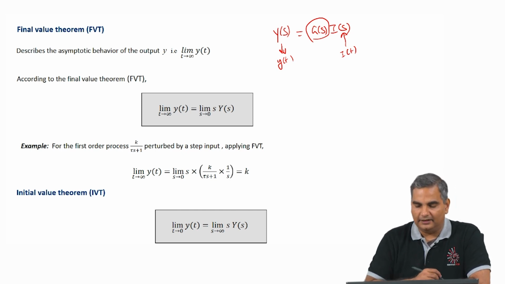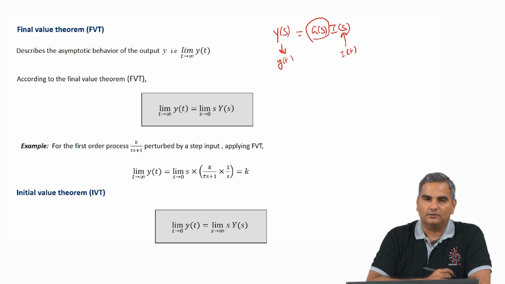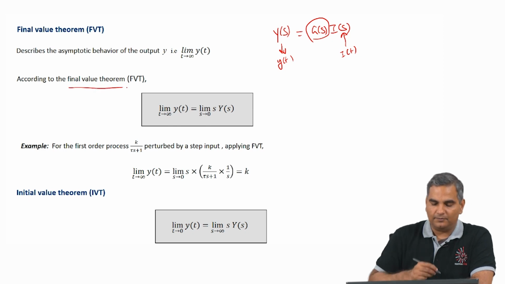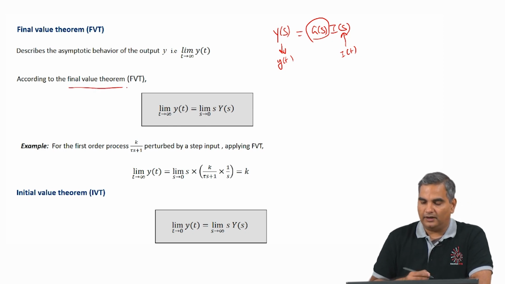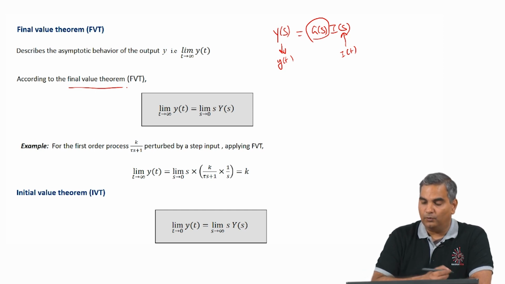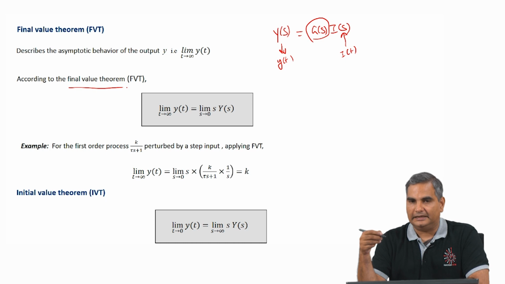There are certain interesting things that we would like to compute about y(t). So, the first idea is what is called the final value theorem, where you are saying, okay, if Y(s) is some G(s) times I(s), I want to know what happens as t tends to infinity.